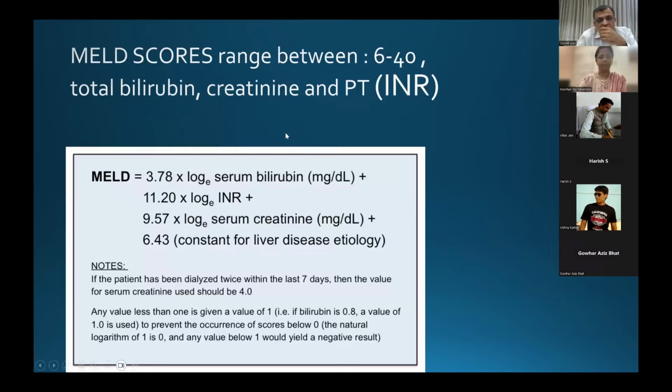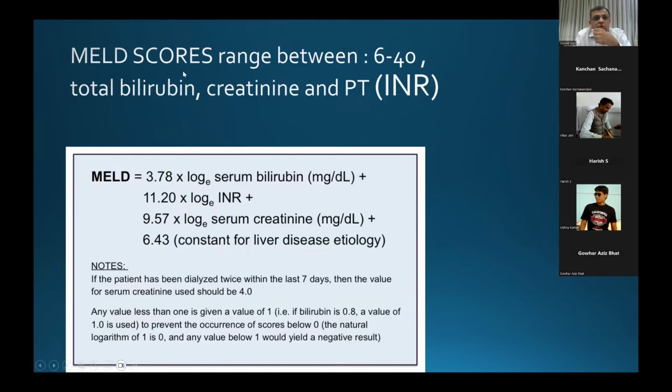The MELD scoring system was devised at the Mayo Clinic. Again, it depends essentially on the synthetic function of the liver. But what was done at the Mayo Clinic was that they essentially took away the albumin factor, because a lot of these cirrhotics were on albumin transfusions. This would interfere with the albumin level and lead to erroneous readings on the Child-Pugh scoring system.